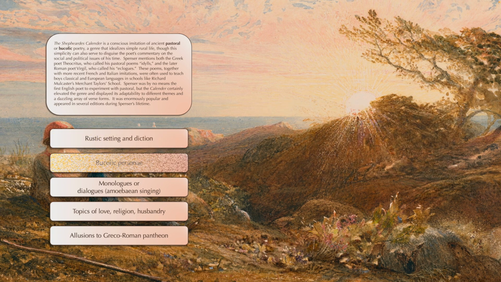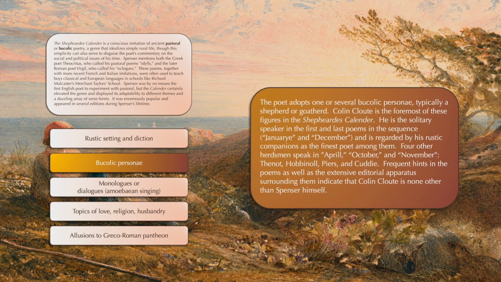Along with that are bucolic personae. So pastoral poets would adopt one or perhaps several bucolic personae or masks, typically the figure of a shepherd or goatherd. Colin Clout is the foremost of these figures in the Shepheardes Calendar. He is the solitary speaker in the first and last poems of the sequence, January and December, and he's regarded by his rustic companions as the finest poet among them.